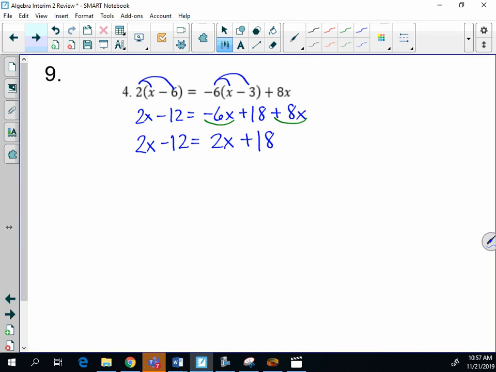So right now, we are on alert because we see that these are exactly the same. When I subtract 2x from both sides, it cancels to 0. Those are both gone, and we are left with negative 12 equal to 18, but it's not, right? It is not equal. So in this case, it is no solution.